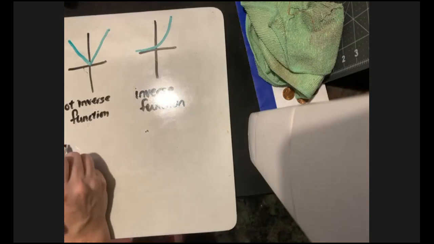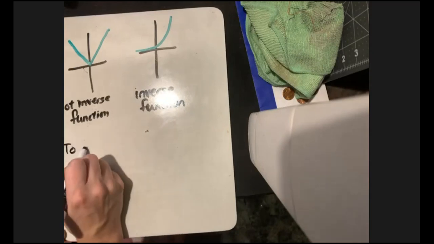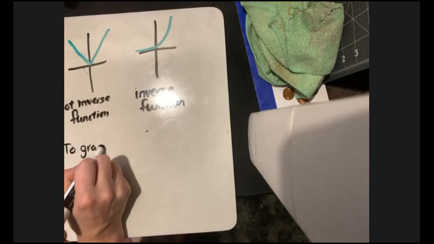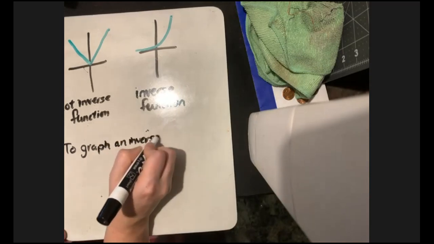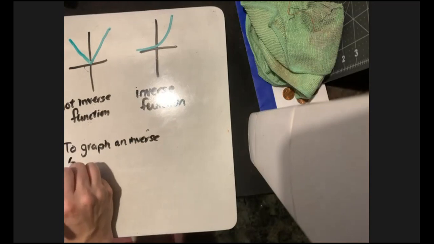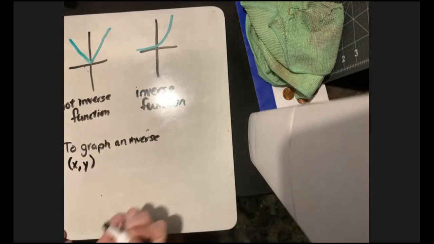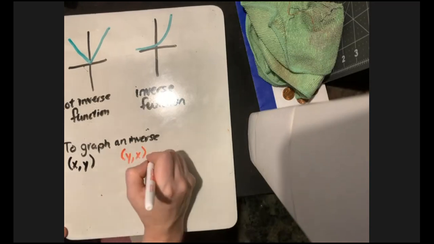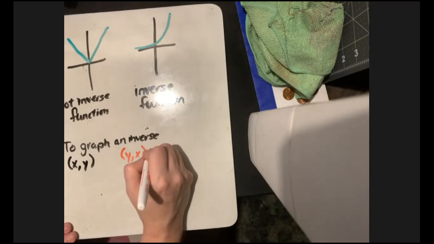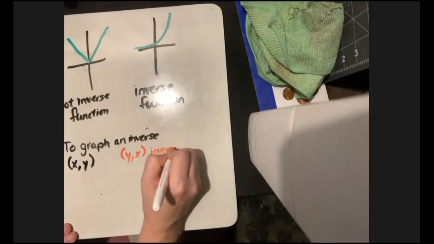So let me make some little notes here. To graph an inverse, if you have x, y as an ordered pair, then y comma x is on the inverse. So this is part of the inverse.